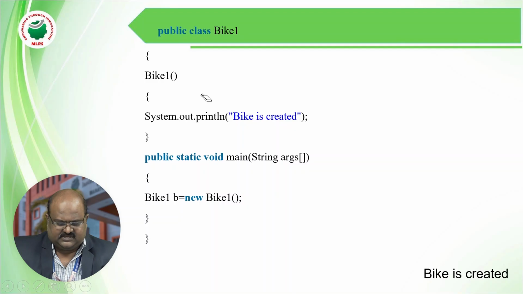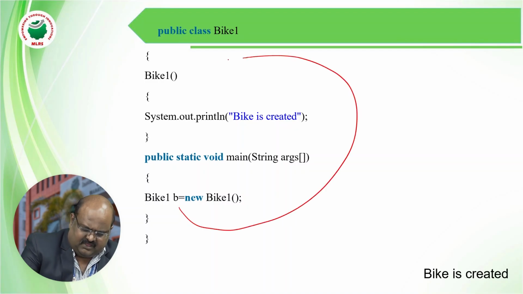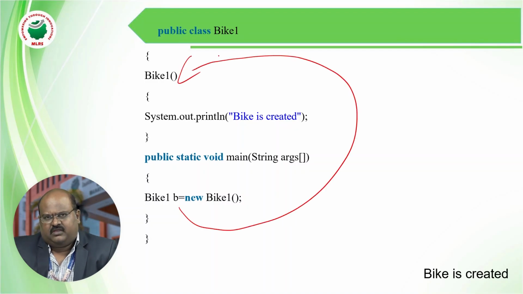Next, observe this: we are declaring Bike1 as a constructor over here. Then in the main function, we are creating an object. So indirectly, you are invoking the constructor. Whenever you create an object, you are indirectly invoking a constructor to run.